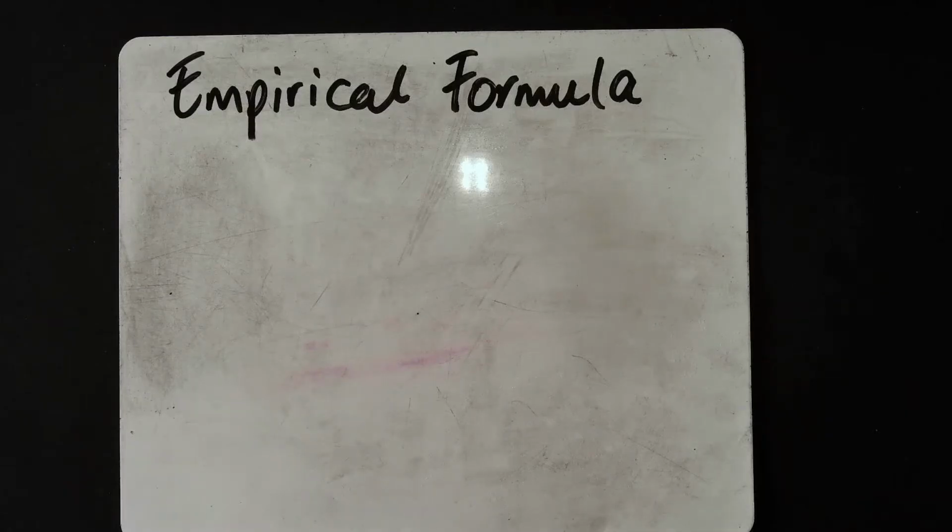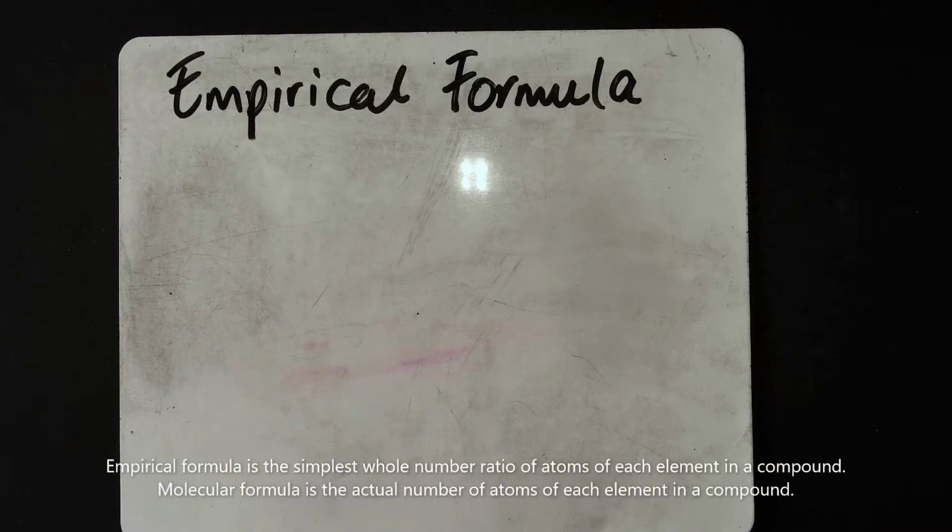This lesson will be on empirical formula. Empirical formula gives us the simplest whole number ratio of atoms of each element in a compound. It's different to molecular formula because molecular formula gives the exact numbers of atoms of each element present in the formula of a compound. So an example of this is benzene.